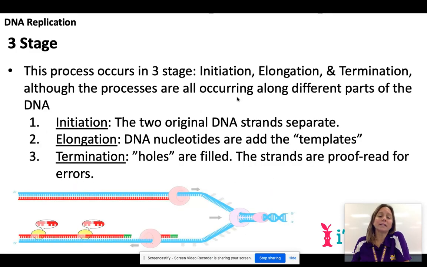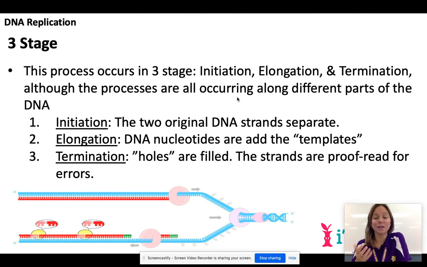So if we look at this as a whole, this can actually be described in three processes: initiation, elongation, and termination. Initiation is when we're separating the strands and untwisting and unwinding. The elongation is when we're adding our nucleotides, and then the termination is when we're filling in the holes and proofreading for errors. All of these are happening simultaneously.